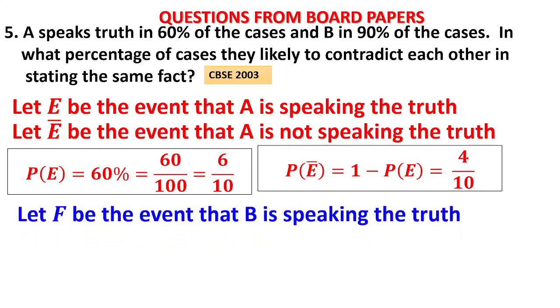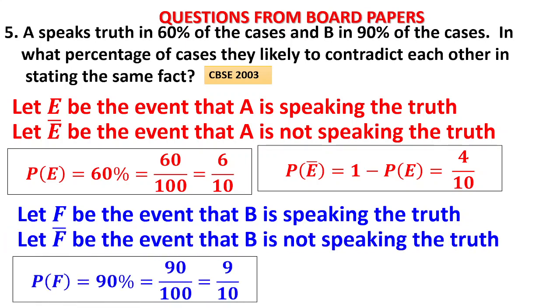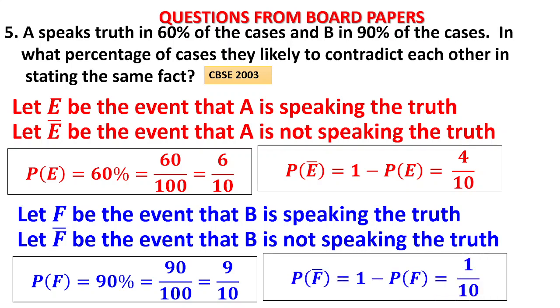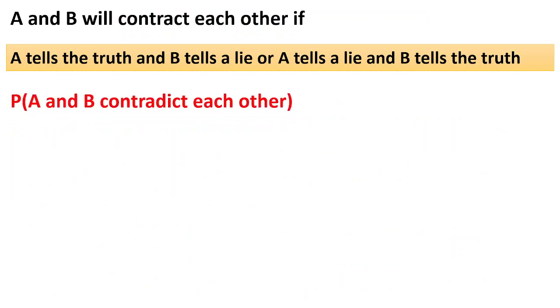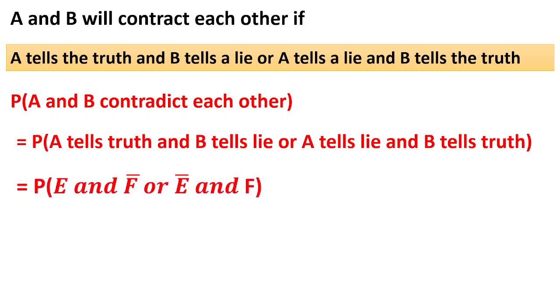Similarly, I call F the event that B is speaking the truth, and F bar the event that B is not speaking the truth. It is given 90%. Therefore, P of F is 9 by 10 and P of F bar is 1 by 10. Let us keep all of them ready. P of A and B contradict each other. What do you mean? A tells the truth and B tells a lie, or A tells a lie and B tells the truth. E and F bar, or E bar and F. E means A telling the truth and F bar means B telling a lie, or E bar means A tells a lie and F means B tells the truth.